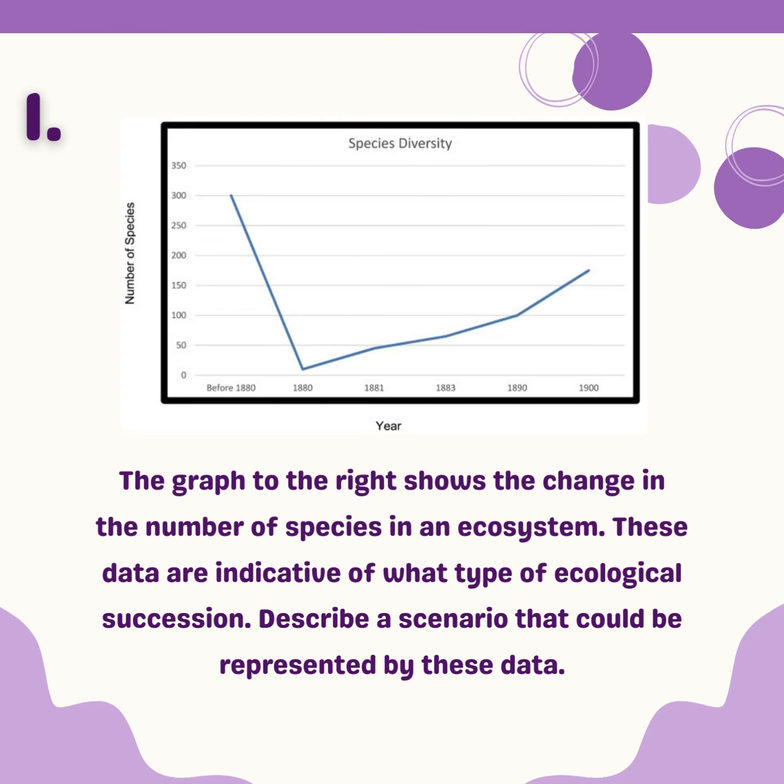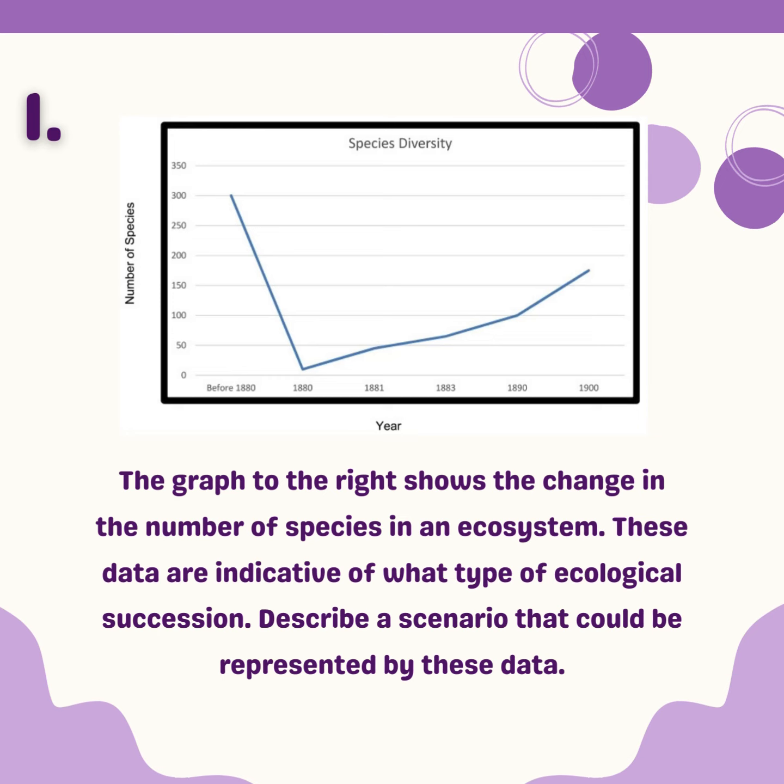Now we're moving on to our mini quiz. The graph to the right shows the change in the number of species in an ecosystem. These data are indicative of what type of ecological succession? Describe a scenario that would be represented by these data. The graph is indicative of secondary succession.